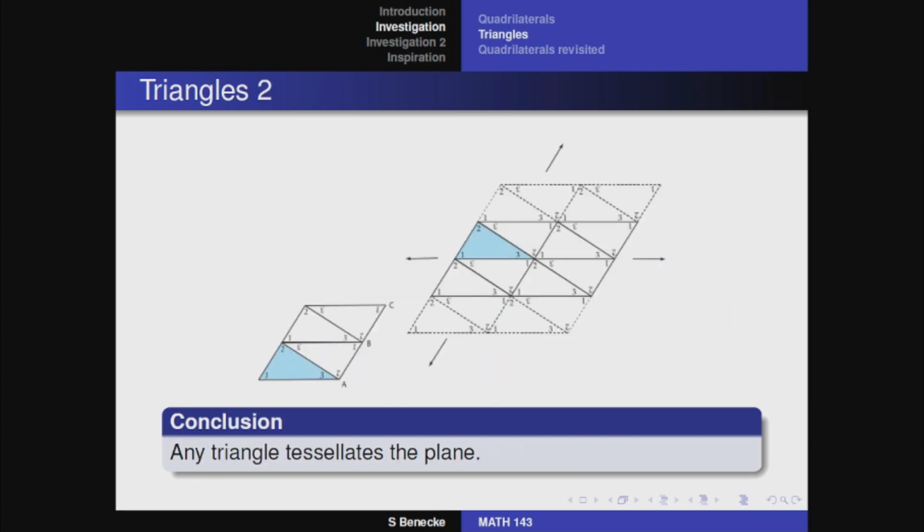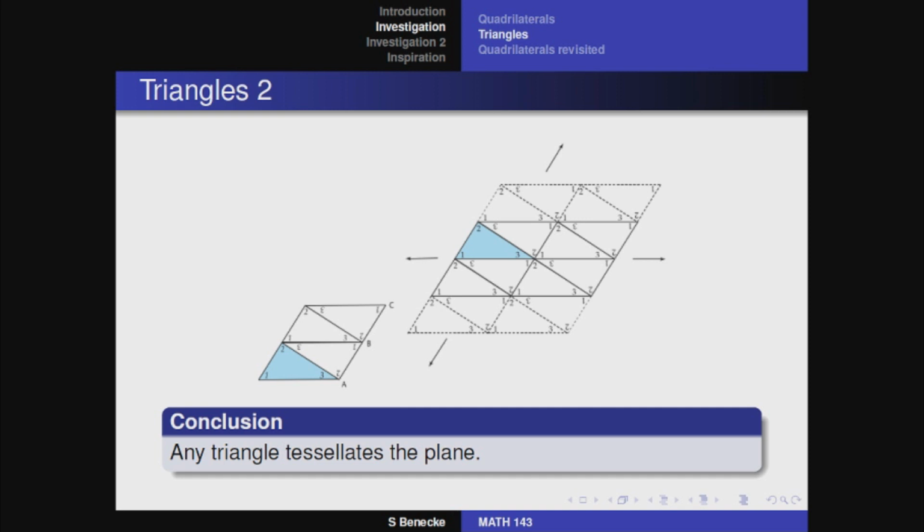But if I take a triangle like the blue one, and I flip it over along an edge, I've created a parallelogram. And a parallelogram tessellates the plane, therefore triangles will as well. So any triangle mirrored will make a parallelogram. And because of that, it's always going to work. There might be other convenient triangles to arrange in other ways, but this way will always work. So any triangle works as well.